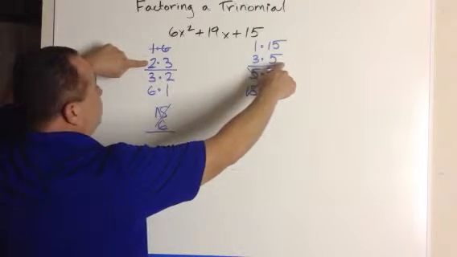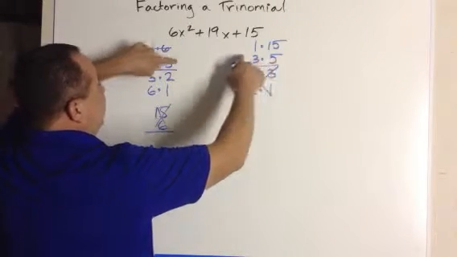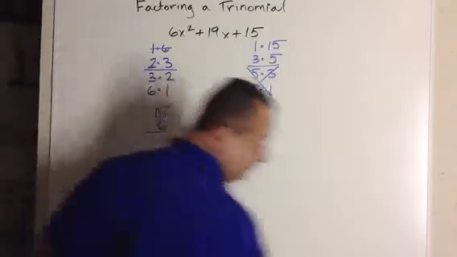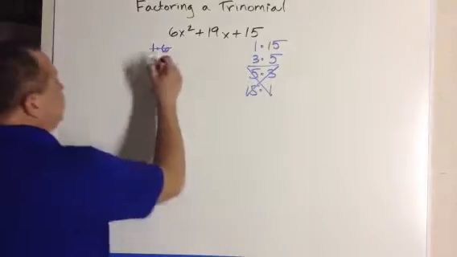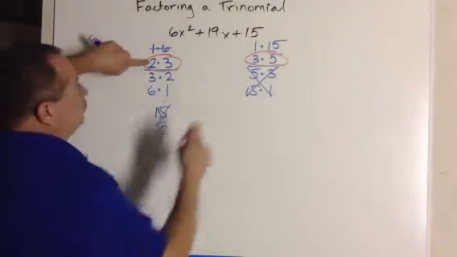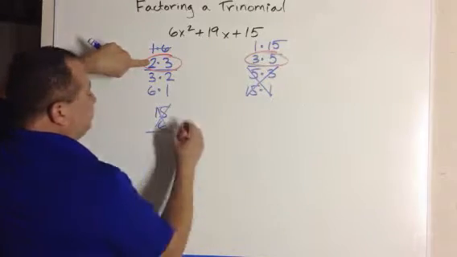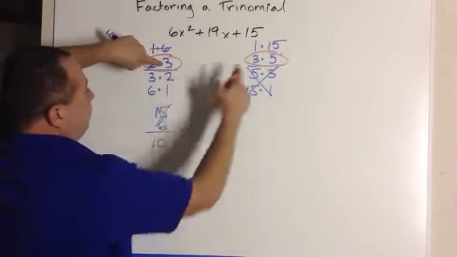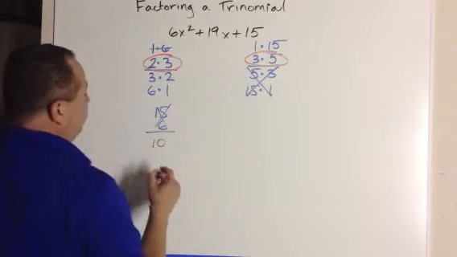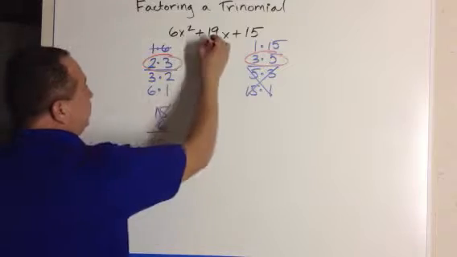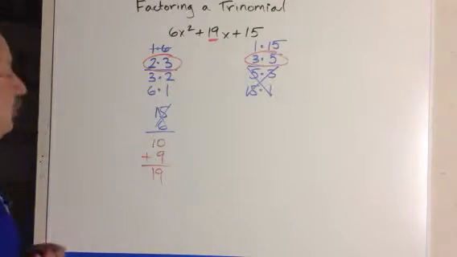2 times 5 is 10. 10 and 9. Looks like we found it. 2 times 5 is 10, 3 times 3 is 9. And if you add them, you get 19, which is exactly what we're looking for. We're looking to get a 19.